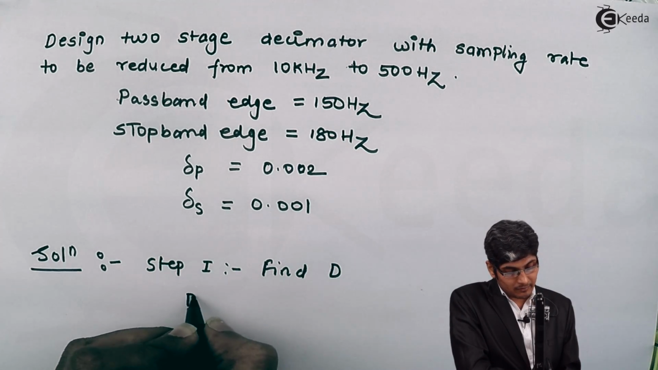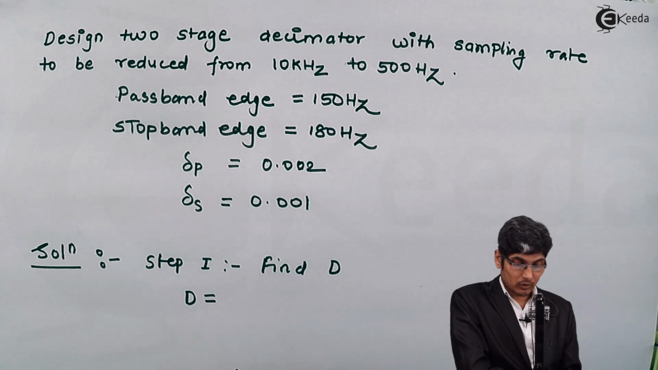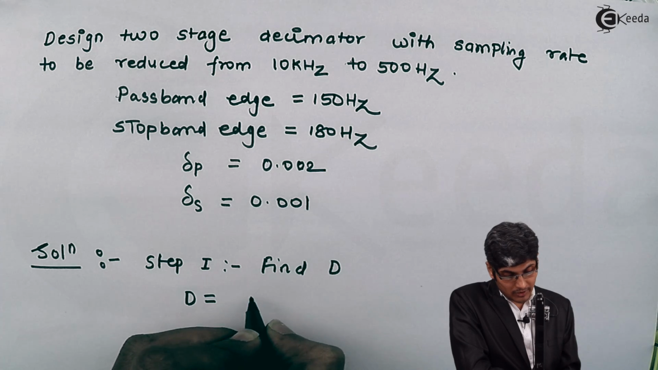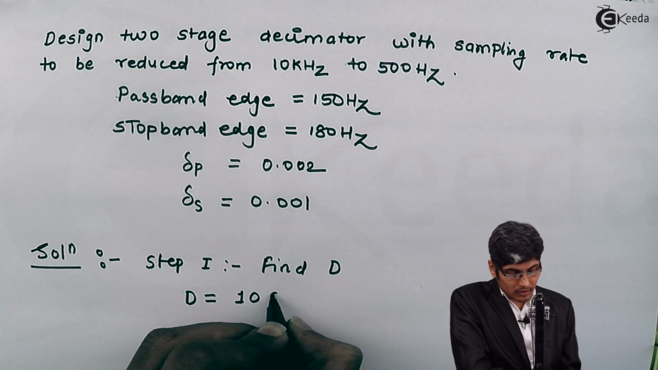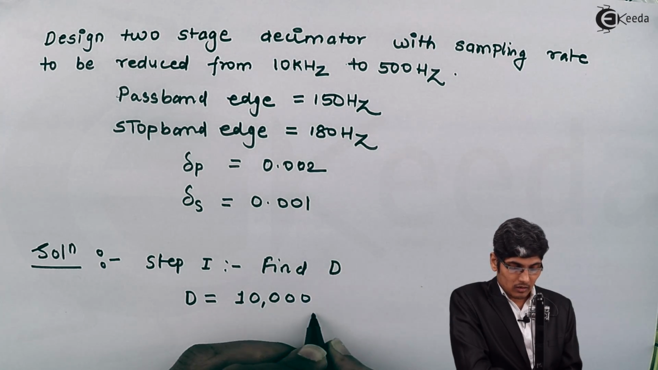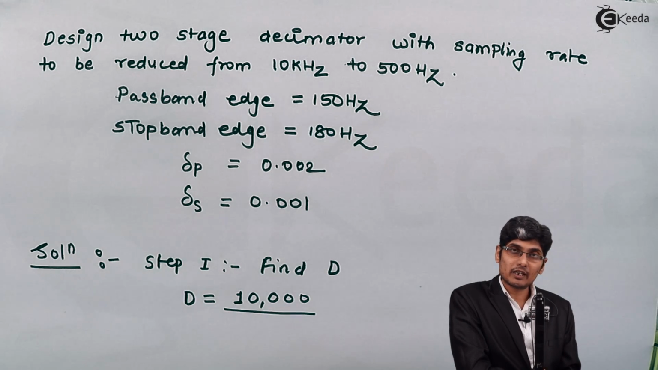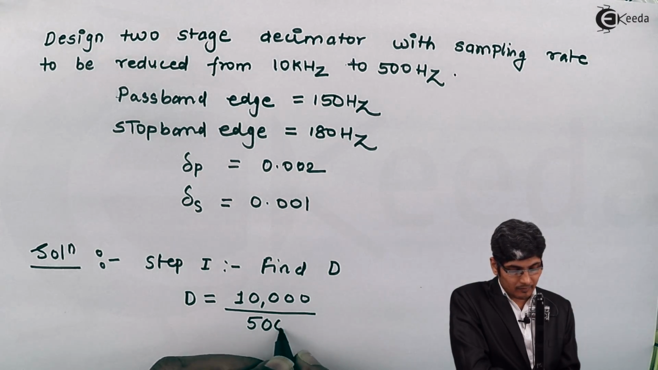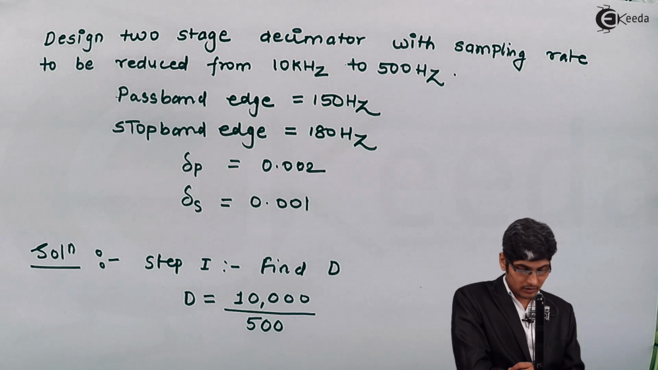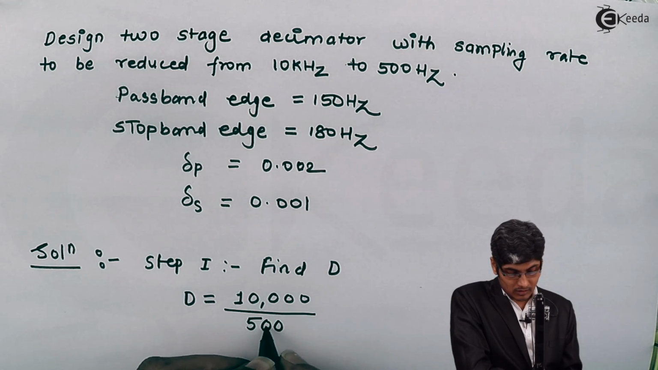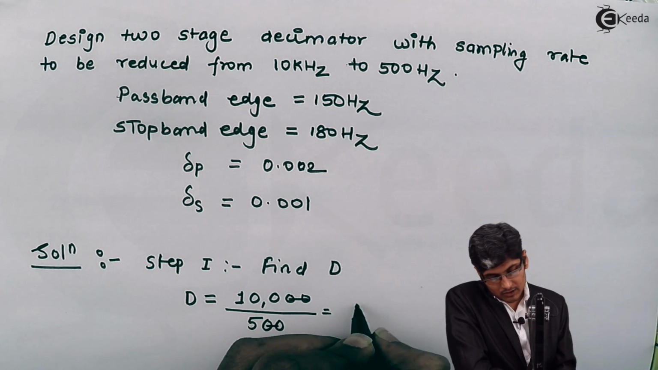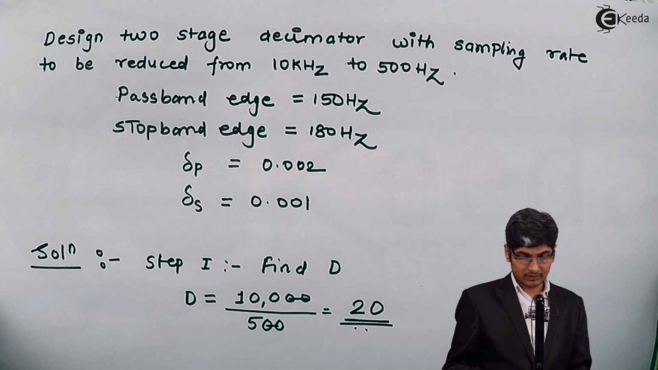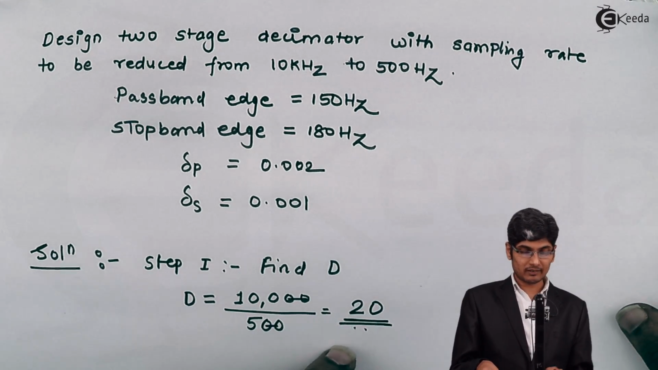So to find D, I'm going to divide. I have 10,000 hertz as the input frequency, and I wanted to get 500 hertz as the output frequency. So what will it give me? It will give me 20. So I need to design for 20.